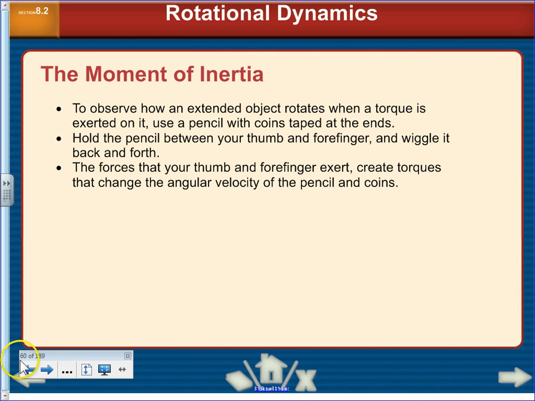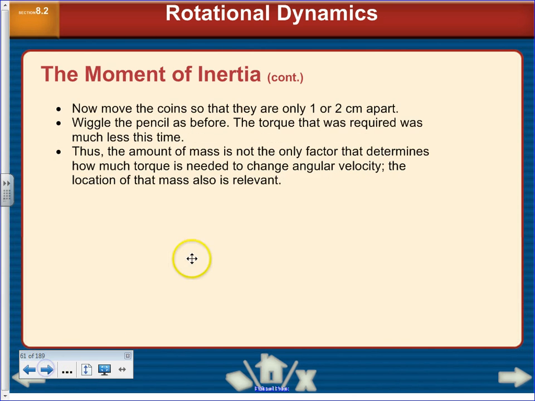If you then move the coins in so that they're really close together, right next to your fingers, and you try to wiggle the pen now, you're going to find that it wiggles real easy. We've just changed the moment of inertia. We haven't changed the mass, same coin, same pencil. We've just changed where the mass is. So the amount of mass is not the only factor that determines how much torque it takes to change angular acceleration. We also need to know this idea of moment of inertia.